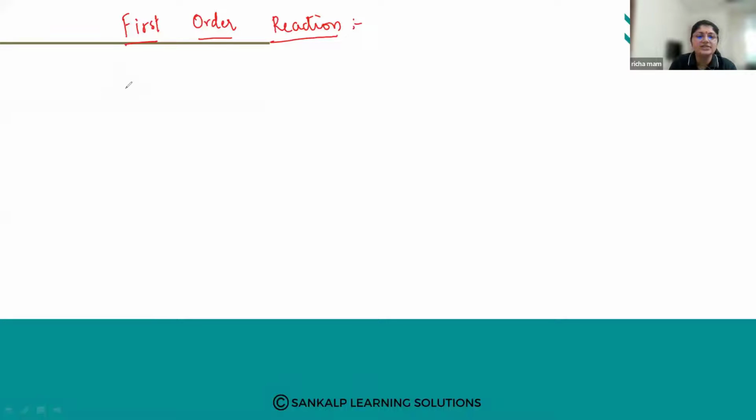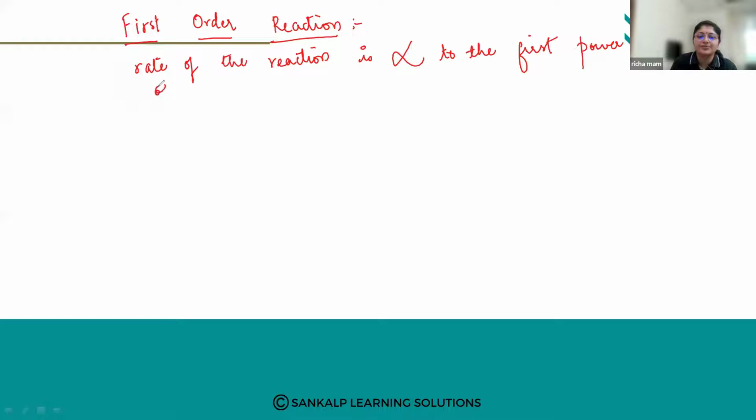A reaction in which the rate of the reaction is proportional, this is a proportional sign, to the first power of the concentration of the reactant. So when the concentration term is raised to 1, then it is called a first order reaction.